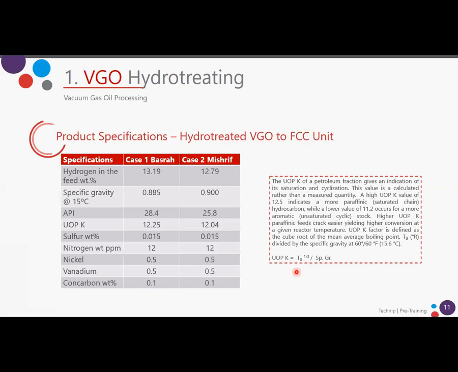The toluene fraction gives indication of its saturation and cyclization. This value is calculated rather than the measured quantity. A high UOP K value indicates a more paraffinic, saturated chain hydrocarbon, while lower indicates a more aromatic, unsaturated stock. A higher UOP K value means a more paraffinic feed, which can crack and yield higher conversion at a given reactor temperature.